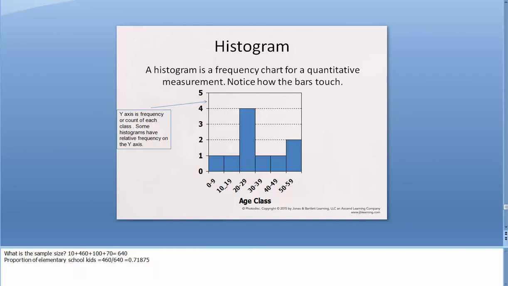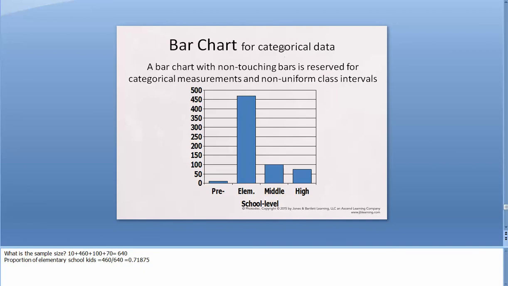We do bar charts only for categorical data. Categorical means data need not be numerical. It doesn't have numbers. It is just based on a property or a characteristic. In here it is, which school level are you in? So there is no connection. Because of that, the bars are disconnected. They should not be touching or adjacent. So a bar chart is a graphical method for categorical data.